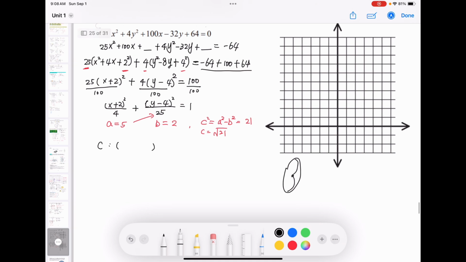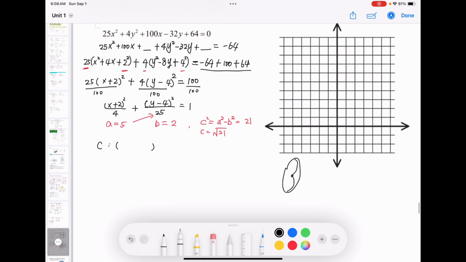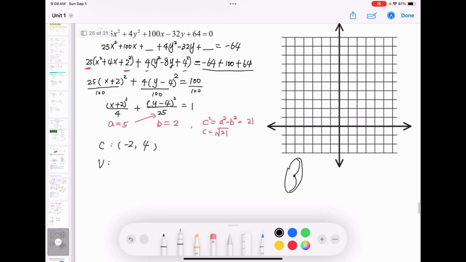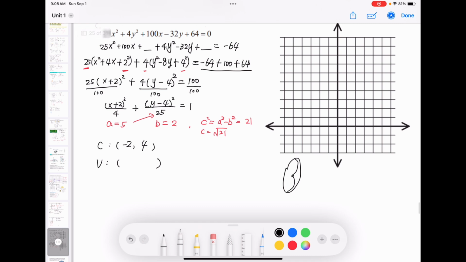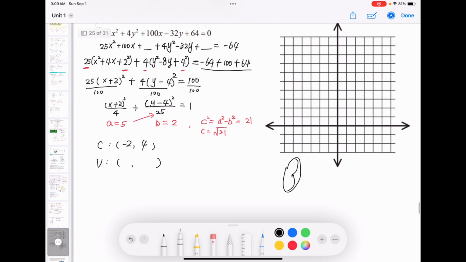So the first one is find the center, which is (-2, 4). The vertices are two points that have the same x value as my center, -2. Based on the 4, go up and down 5 units. So 4 plus 5 is 9, and the other vertex is (-2, 4 minus 5), which is (-2, -1).